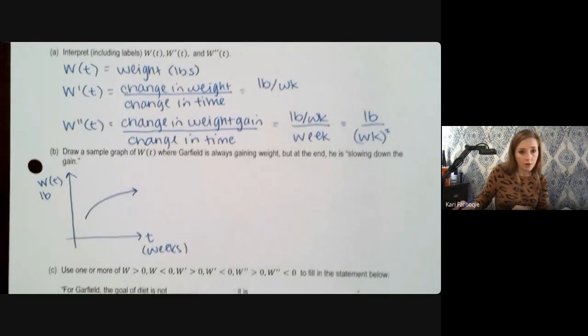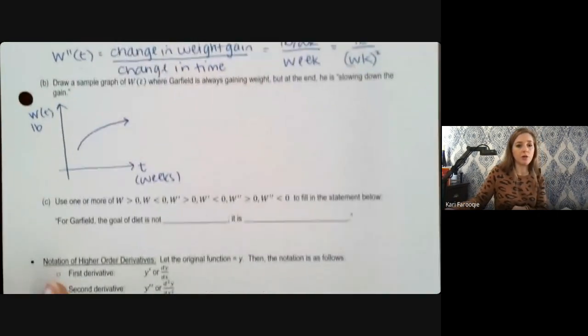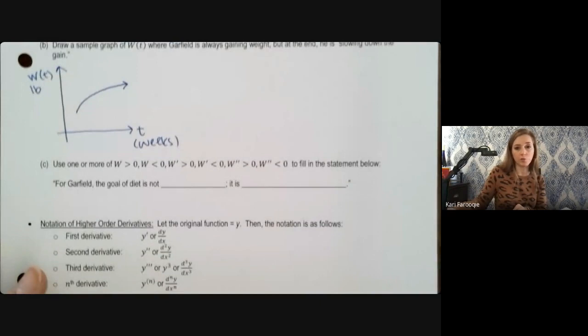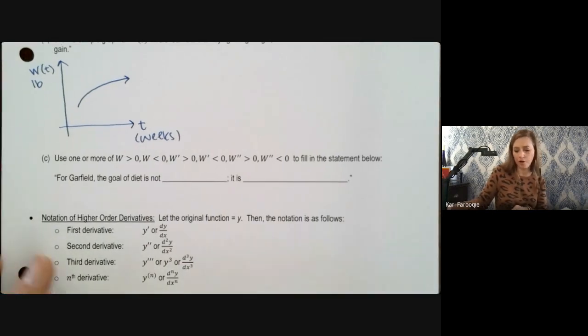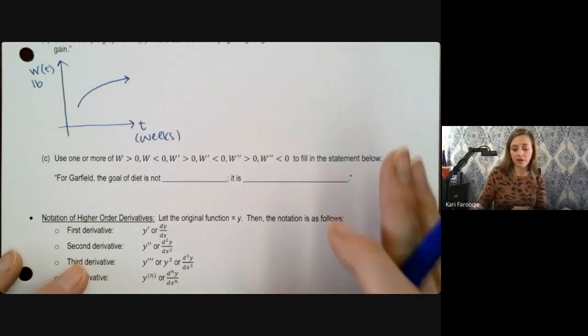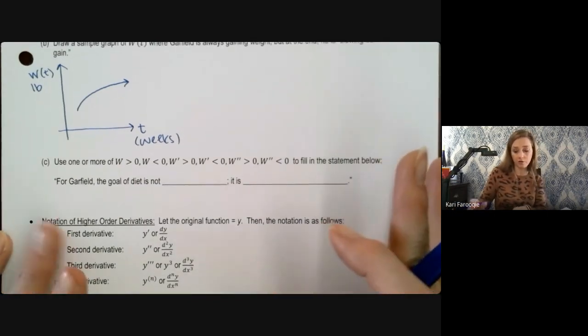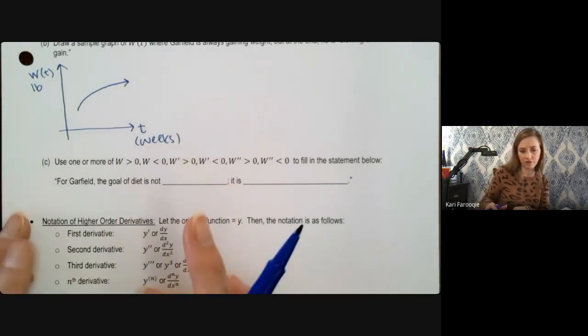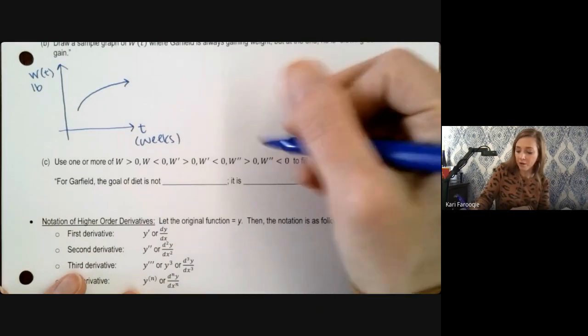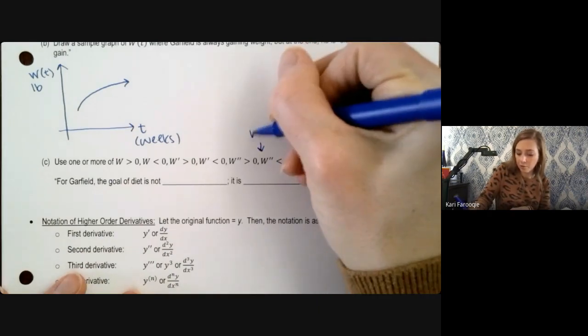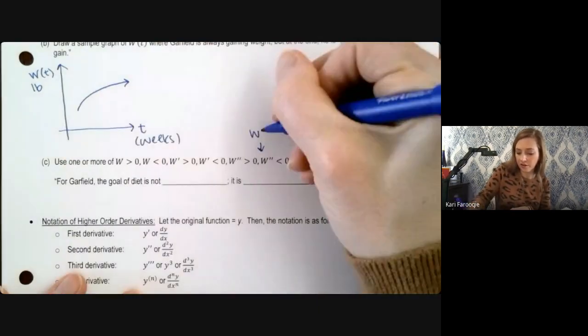Use one or more of W being greater than 0, less than 0, W prime greater than 0, less than 0, W double prime greater than 0, less than 0 to fill in the statement below. Oh, and by the way, I keep saying double prime. Sorry, I should have specified what that was. Anytime we have a second derivative or a third derivative, the notation is down here. I was going to discuss it, but I'm using it here, so I should have specified what it was. So W double prime, of course, is that second derivative.